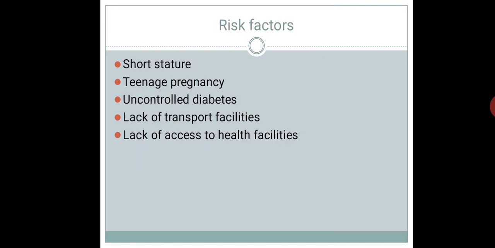What are the risk factors? One is short stature, then teenage pregnancy, a young patient whose pelvis will not be developed, then uncontrolled diabetes, where the baby will go for macrosomia. Lack of transport facilities, so when a patient with a CPD is referred and there is lack of adequate transport facilities, the patient may go for obstructed labor. Then lack of access to health facilities, as in certain tribal areas where they remain at home.